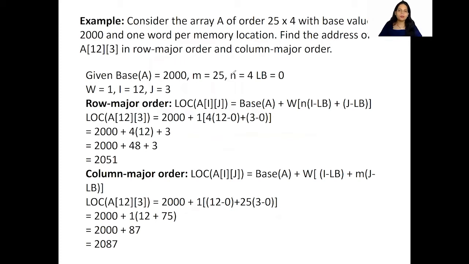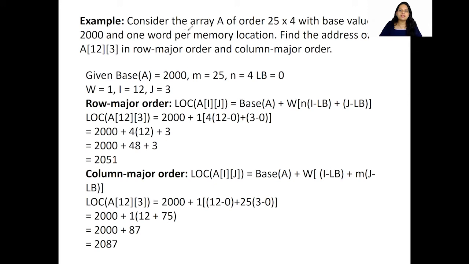So suppose we are given an element and we have to find out its exact location, and we will be given some details. We have already seen two formulas, one for the row major order and another one for column major order. So let us see how we use them.